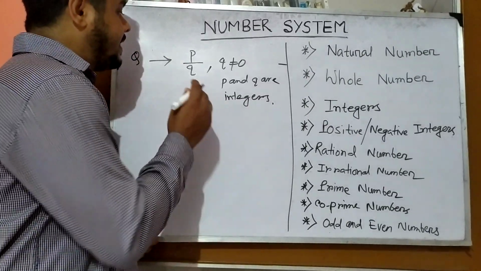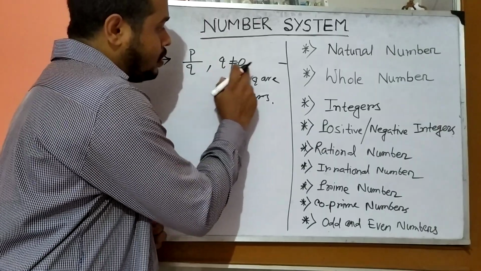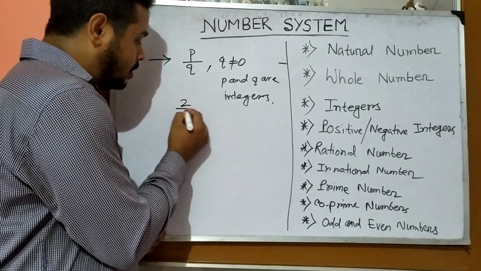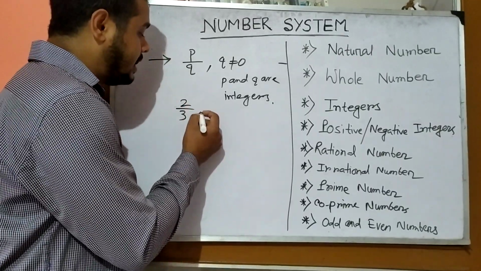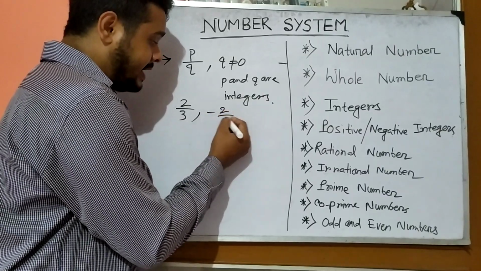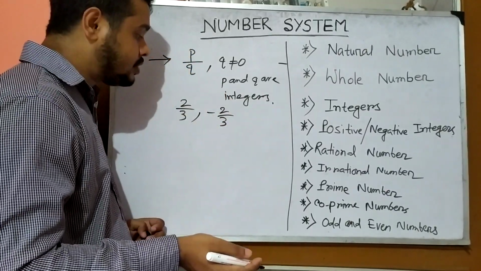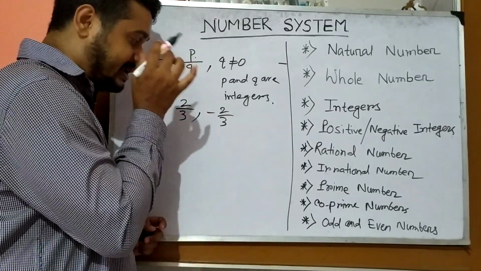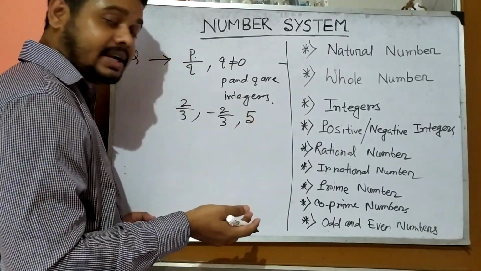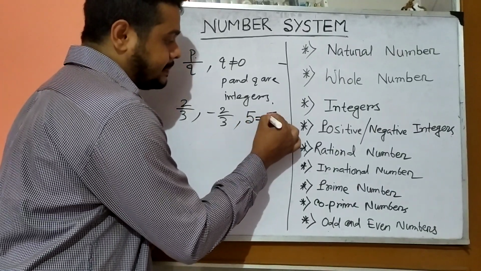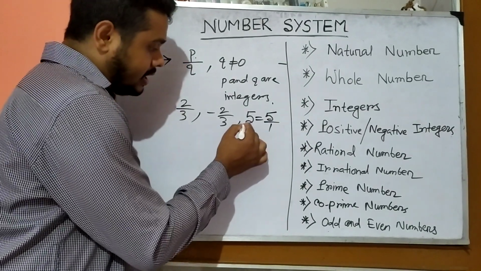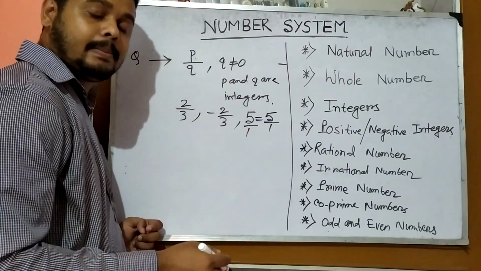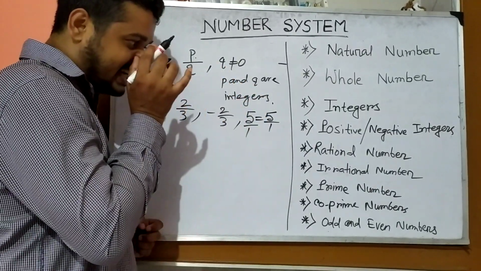So a rational number is denoted by p by q, where q is not equal to 0 and p and q are integers. For example, 2 by 3 is a rational number. Minus 2 by 3 is a rational number also, because p may be any integer, positive or negative. Is 5 a rational number? Yes, 5 may be expressed as 5 by 1, because there is always a denominator, that is 1.